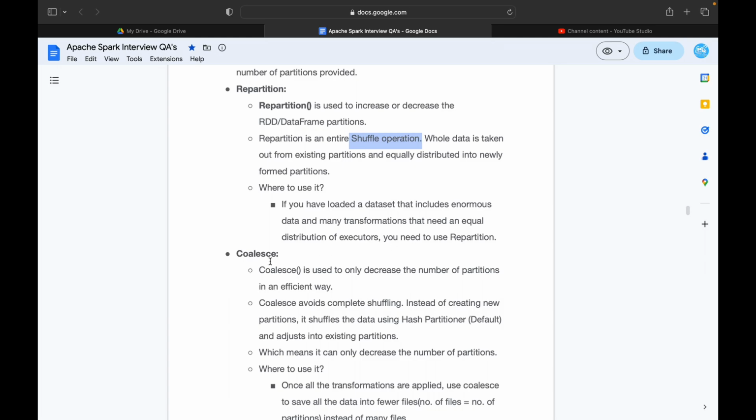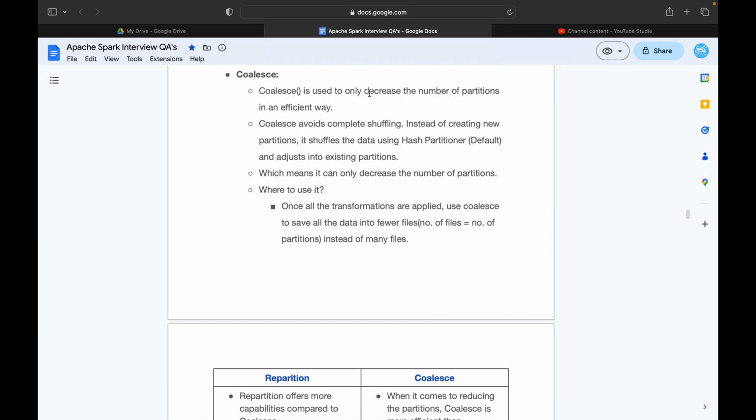The next one is coalesce. So coalesce is only used to decrease the number of partitions in an efficient way. Coalesce avoids complete shuffling, whereas repartition does the complete shuffling. Instead of creating new partitions, it shuffles the data using a hash partitioner and adjusts it into the existing partitions.